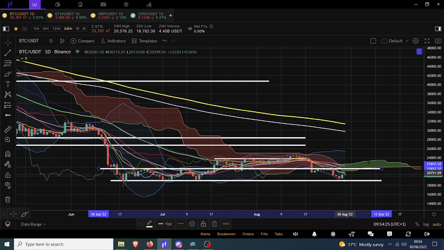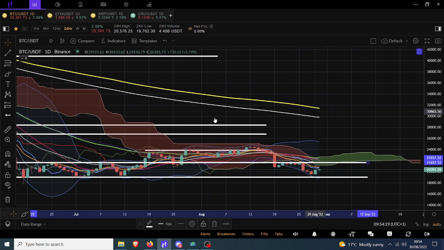So again, we're back down inside the bottom side of this range. This breakout failed. We've got lots of resistances above us. We've got short signals on the daily. I'm not keen to jump back into this market.